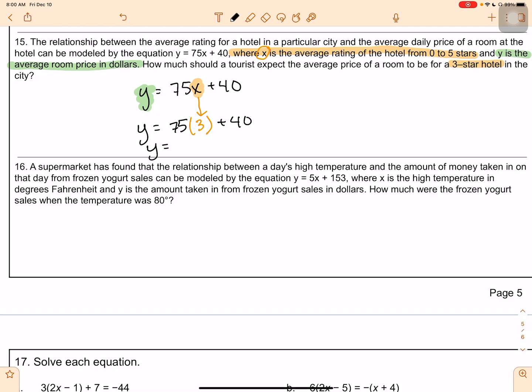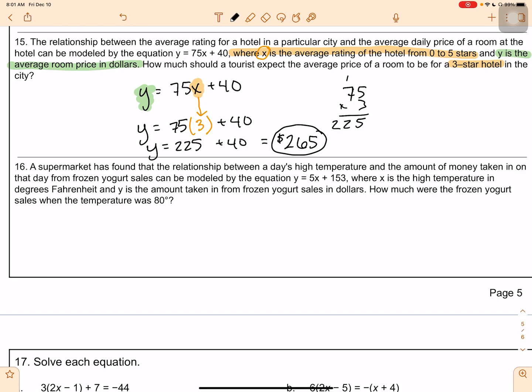So y equals 75 times 3, 225, plus 40. You should expect to pay $265 for a 3-star hotel in this city.